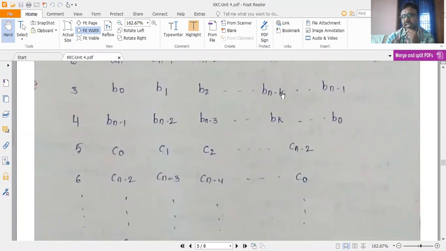So in this way, we are going to calculate the values of the third row. And after that, the fourth row is nothing but the reciprocal, or vice versa, of this third row.